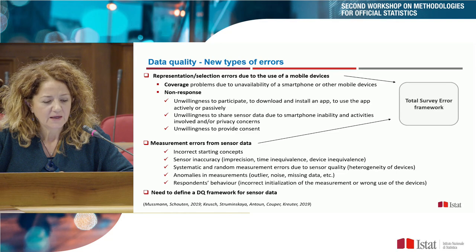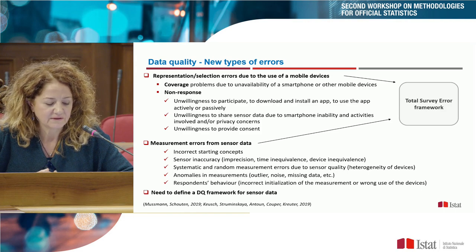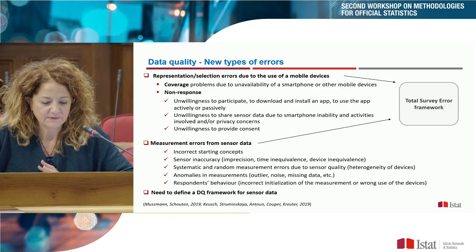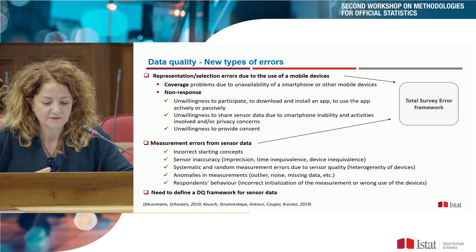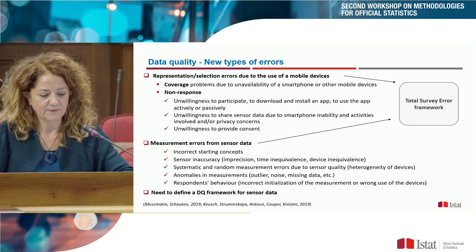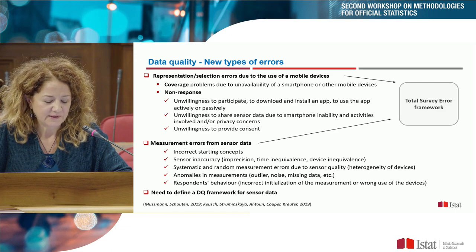Regarding measurement errors from sensor data, we can have an incorrect starting concept, so a wrong definition of the construct. Or we can have sensor inaccuracy, systematic or random measurement error due to sensor quality. Another issue is the heterogeneity of devices, because several studies have shown that heterogeneity of devices has a strong impact on the quality of the data. And then we can have anomalies in the measurement, outliers, noise, and also the respondent behavior can be an issue.